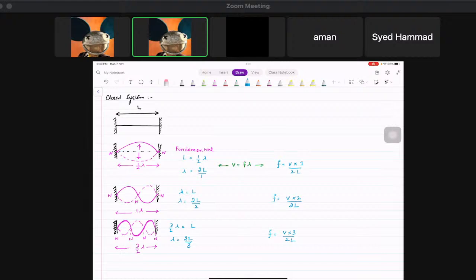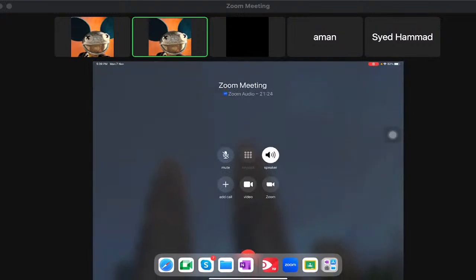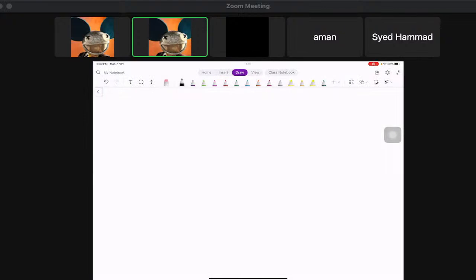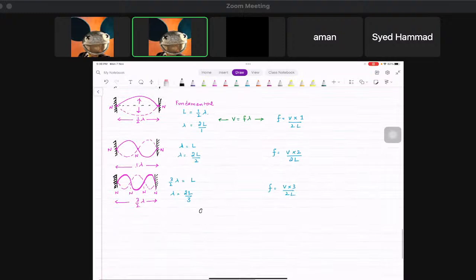Now just look at the pattern, what is happening. Every time from the fundamental as I go forward, I see a general formula appearing here, and the general formula is that for lambda it is going to be 2L by n, and for frequency it is going to be V times n over 2L.